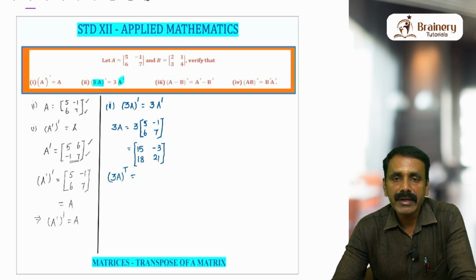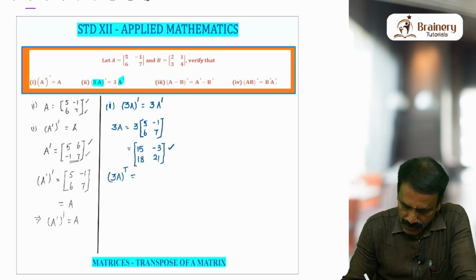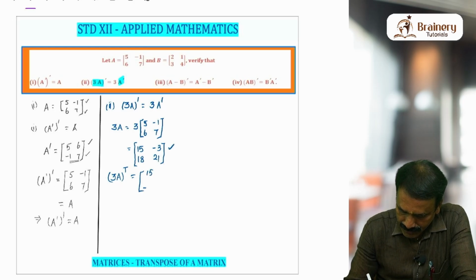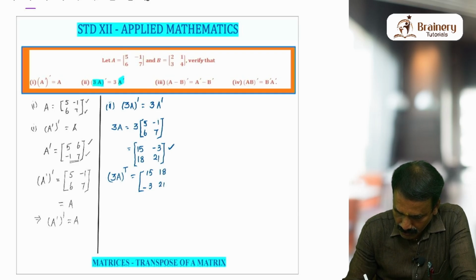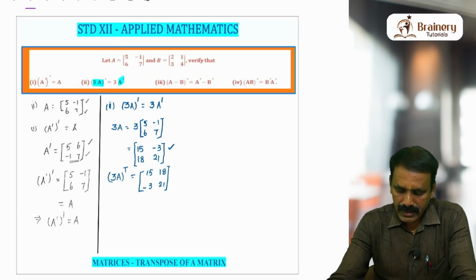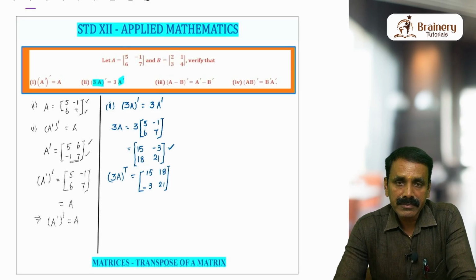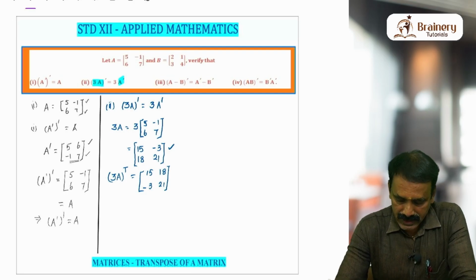So what is the process of finding the transpose of a matrix? Change row element to column element. So you will get 15, minus 3, 18, 21. So this is your matrix 3A whole transpose. This is your left hand side. Now we have to find the right hand side.